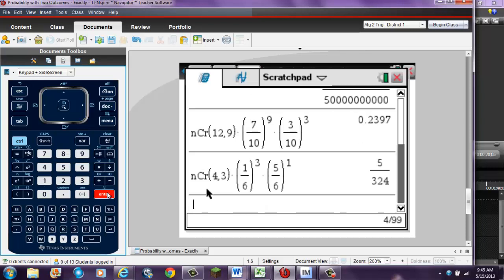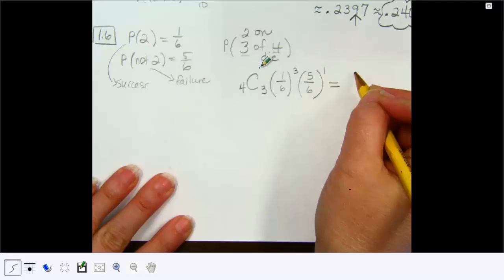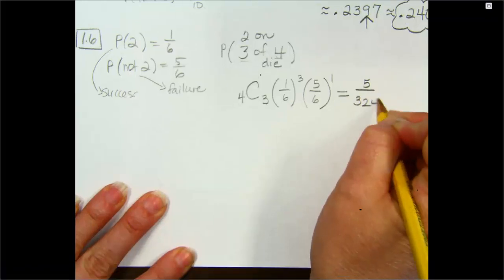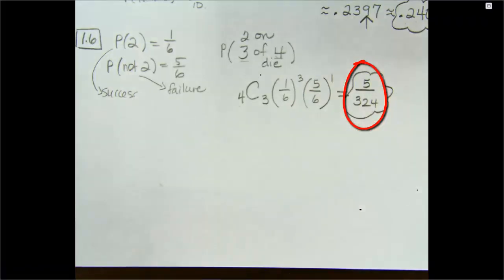Here we get 5 out of 324. So the probability of getting a 2 on 3 of 4 dice thrown is 5 out of 324.